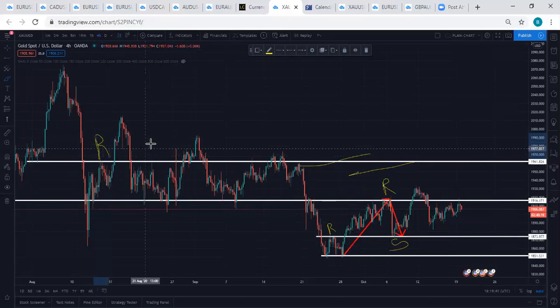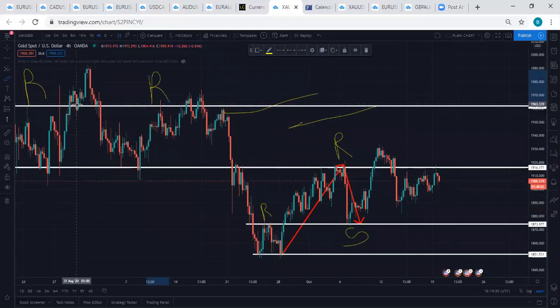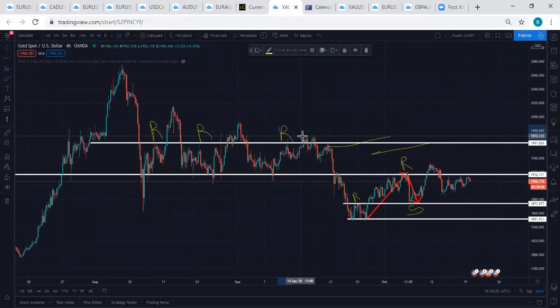It was a resistance here. See that? Now see here, under here. Look at this. It was a resistance, even here. It did break it, but it didn't go far. It was a resistance here.